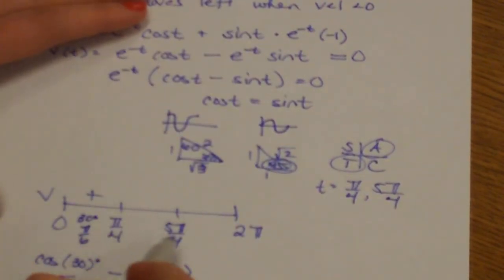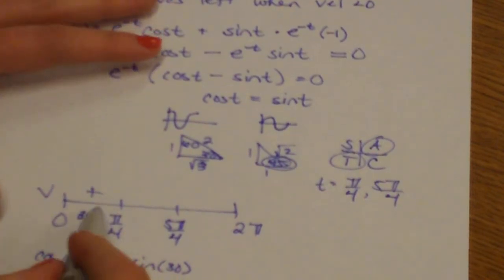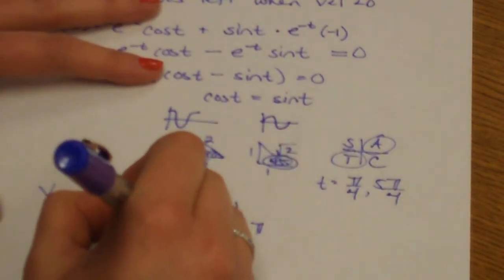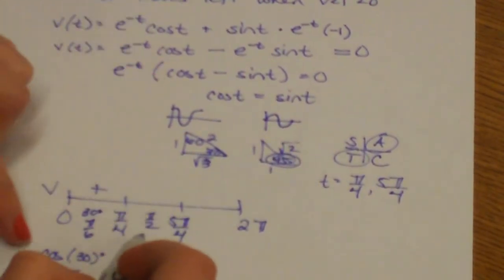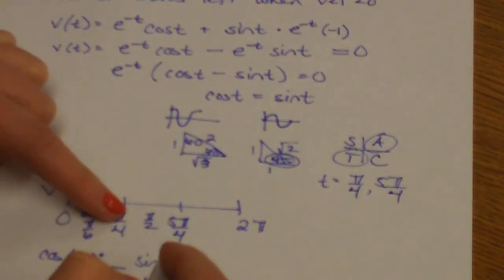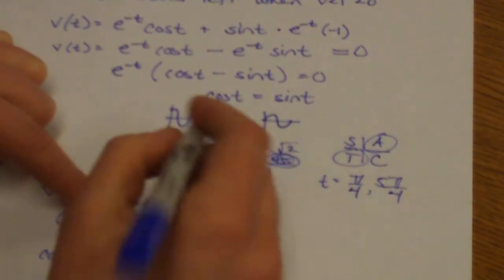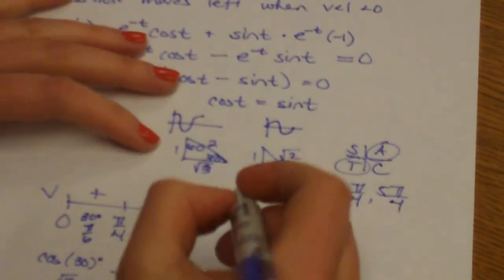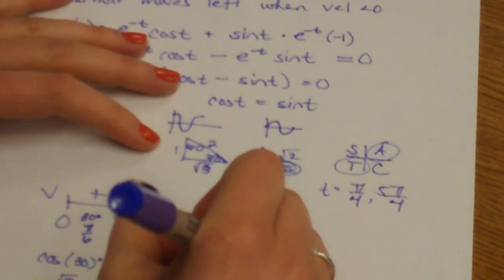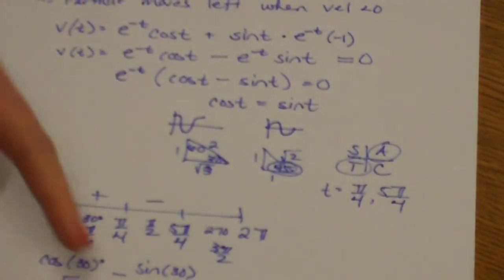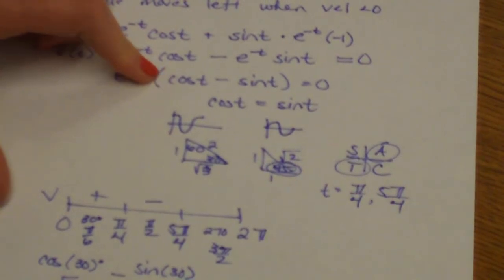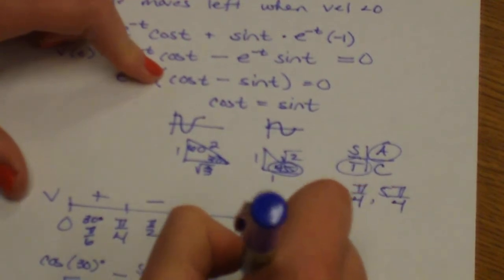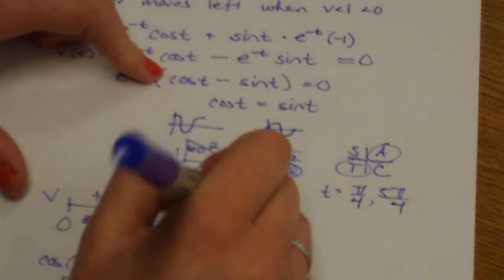In between pi over 4 and 5 pi over 4, this is 45 degrees and this is 225. So maybe I use 90 degrees. Let's use pi over 2. Cosine of pi over 2 is 0. Sine of pi over 2 is 1, so 0 minus 1 would give me a negative number. And then in between here, let's say 270, which is 3 pi over 2, which is lovely. Cosine of 3 pi over 2 is 0, and minus sine of 3 pi over 2, which is negative 1. So 0 minus negative 1, that's going to give me a positive number.